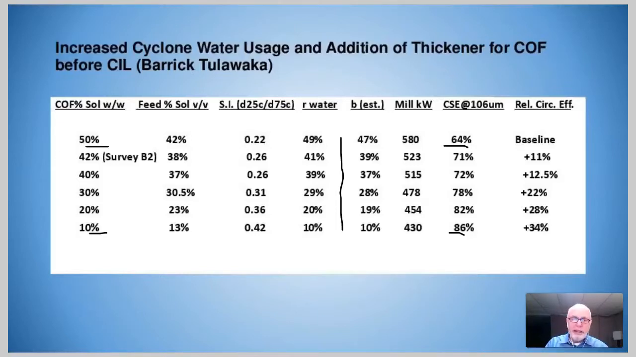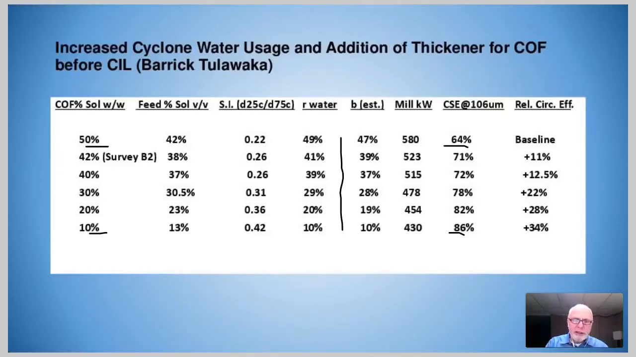You'll note that the actual energy applied to create the product size of 80% passing 106 micron is the same in every case, whether you take 64% of 580 kilowatts, 71% of 523 kilowatts, or 86% of 430 kilowatts. In all cases, we're still using the same amount of energy to grind, about 370 kilowatts. We're just making better use of the available mill energy.